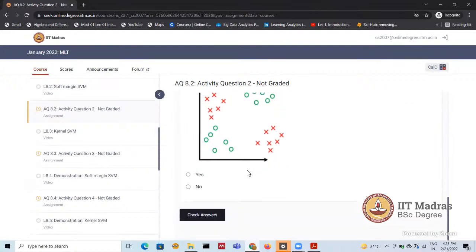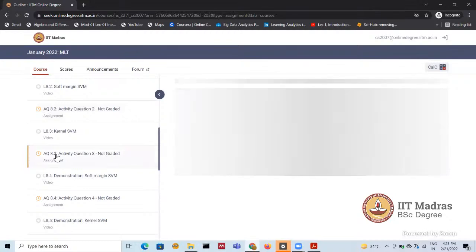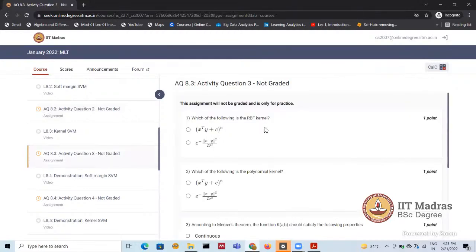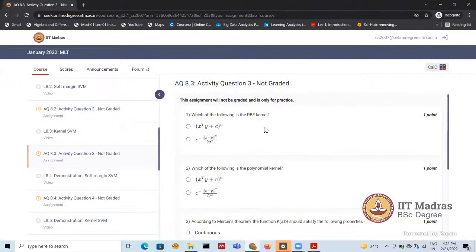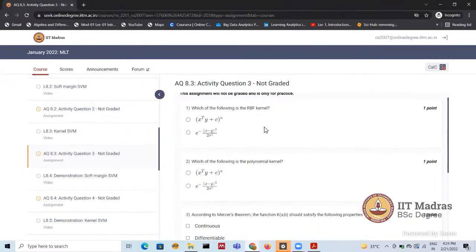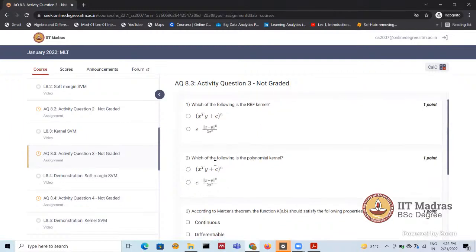So I think these are next. Which of the following is the RBF kernel? E to the power minus x minus y. Yeah. Then the first one is actually linear. Sorry, no, it's polynomial. Okay, n is the polynomial. So I think this answers the second question also.